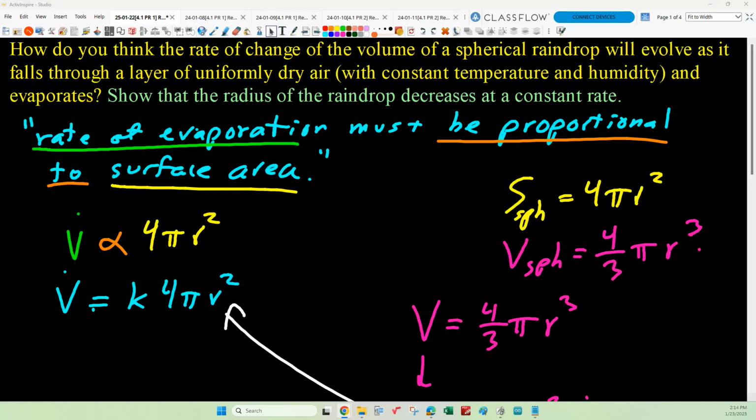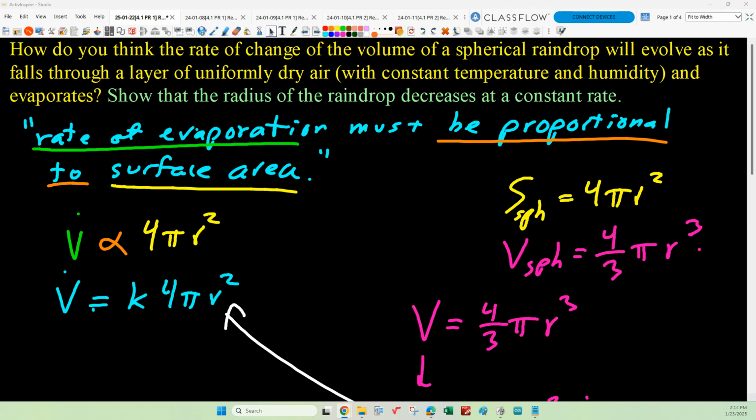All right, so we were going to try to show here that when a raindrop falls through a layer of uniformly dry air, the radius decreases at a constant rate. Try to prove that. It's really cool that we can do that. So we just reasoned that because all of the molecules that are lost through evaporation have to be lost from the surface, the rate of evaporation, which is really V dot, right?